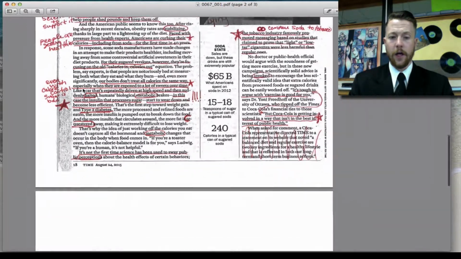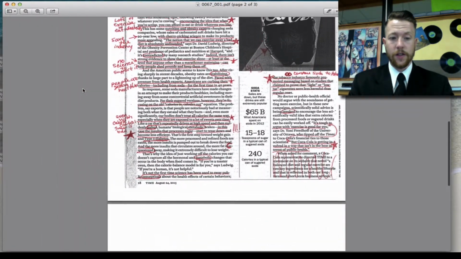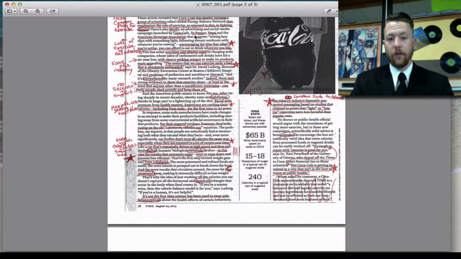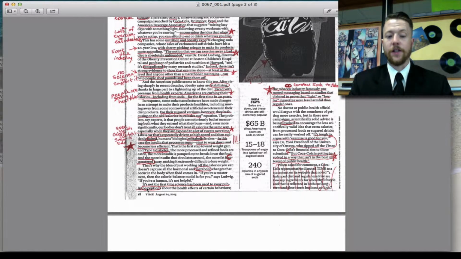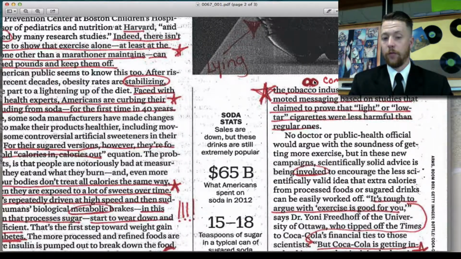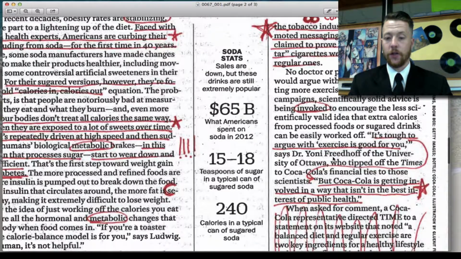So I made sure that in my annotations, you can really see the process of coming down through here and then hitting this big section. I think that's an essential aspect of the text. I made sure that I marked it accordingly. Skipping down as we transition, it's not the first time science has been used to sway public perception. And then over here, you can see I used the connection symbol. Compare soda to tobacco. The tobacco industry famously promoted messages based on studies that claimed to prove that light or low tar cigarettes were less harmful than regular ones. I think that's another essential aspect of the text.